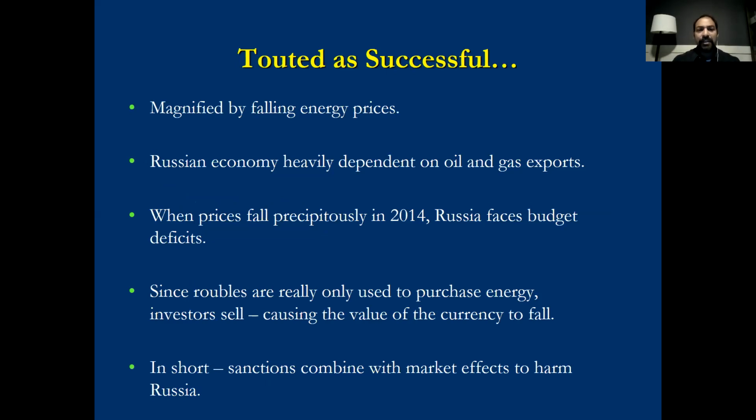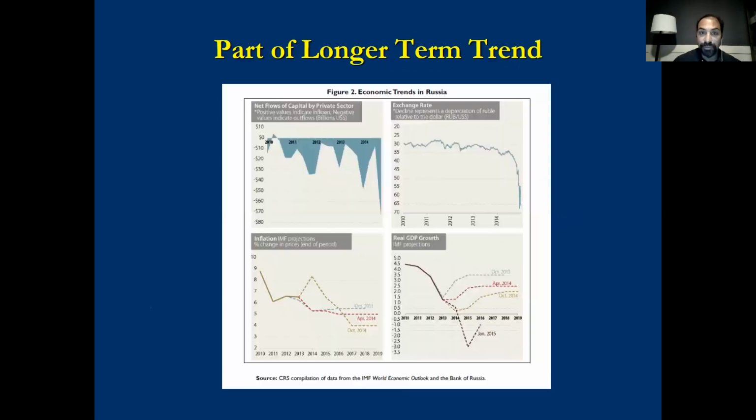Now, these sanctions were touted as successful and were magnified by falling energy prices. And because the Russian economy was heavily dependent on oil and gas exports, almost all of their exports go to the Europeans. When the price of oil fell in 2014 and sanctions were on, Russia faced considerable budget deficit, right? And so, in short, sanctions combined with market effects to really harm Russia, and those were looked at as successful, right? But alone, they wouldn't have been. Combined with these changes in the energy market, they were very successful, and they compounded the pain of those changes in the energy market to the Russians.